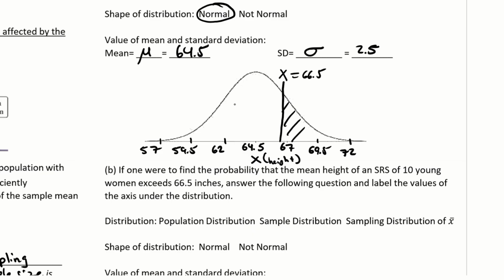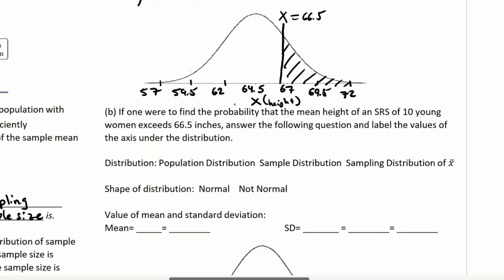I'm going to shade to the right. All right, there you go. So if one were to find the probability that the mean height of a simple random sample of 10 young women exceeds 66.5 inches, answer the following questions.